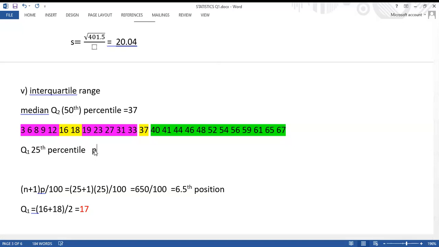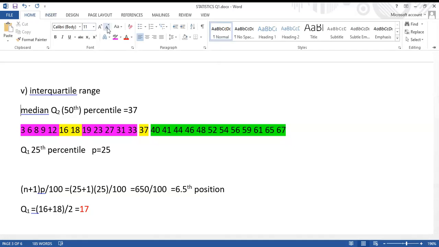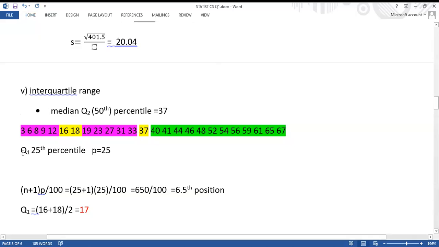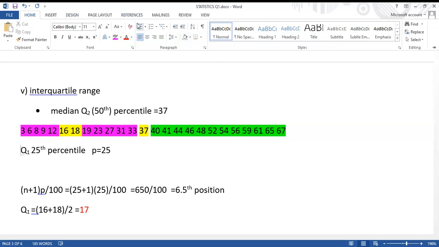Okay, so with the 25th percentile, P is also going to equal 25. Remember, with the median, the 50th percentile, P was 50, right? Now, in this case, P is going to be 25. And as we'll see with Q3, P is going to become 75 because it's the 75th percentile.